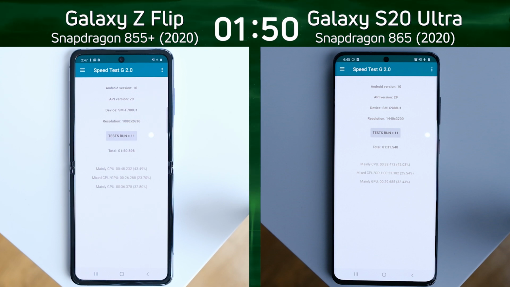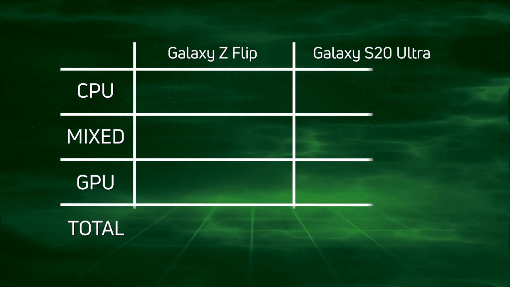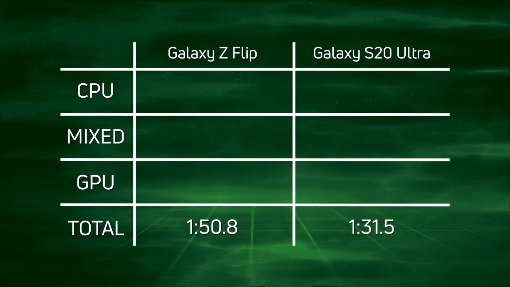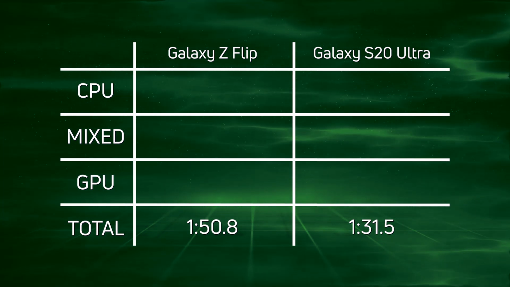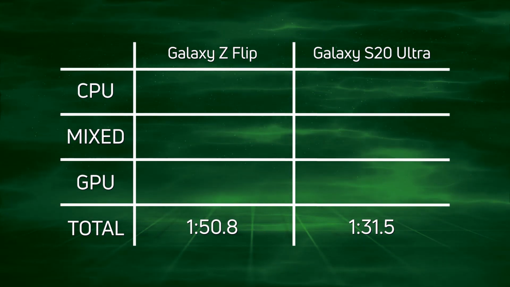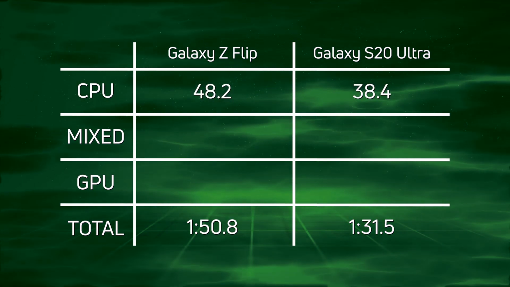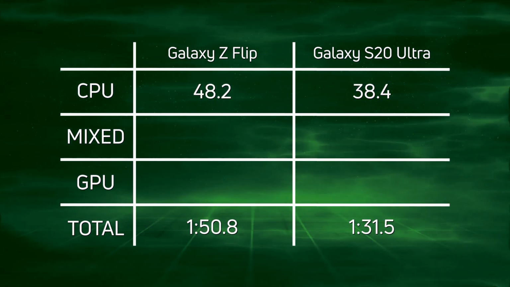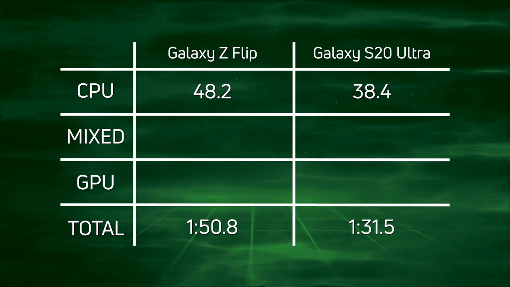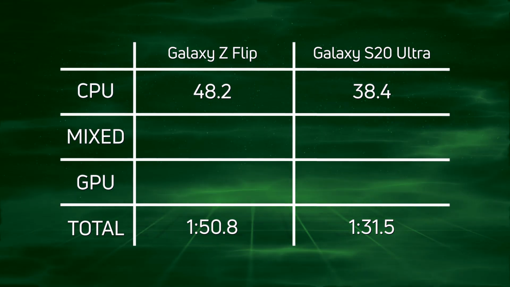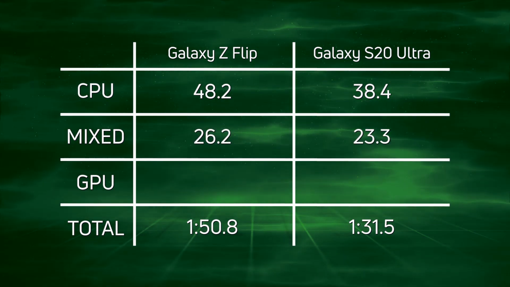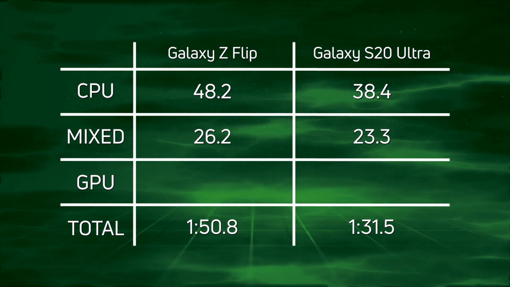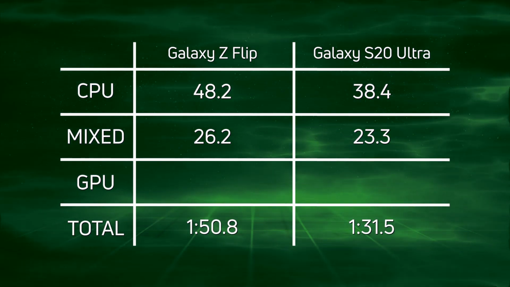Okay, let's break down those times and see exactly what happened. So as we expected, the Galaxy S20 Ultra won overall with 1 minute 31.5, then 19.3 seconds later, the Galaxy Z Flip with 1 minute 50.8. So what happened? CPU, look at this, almost 10 seconds difference here, 48.2 versus 38.4. So clearly the Snapdragon 865 putting in a good CPU performance there. When we get to the mixed CPU-GPU, 26.2 versus 23.3. So another win by the Galaxy S20 Ultra.